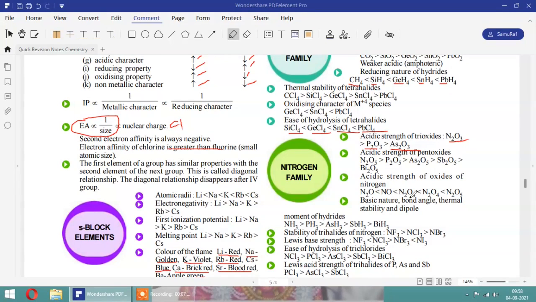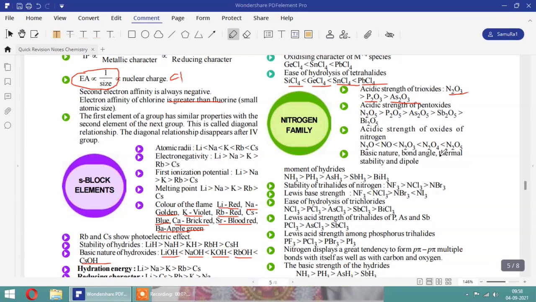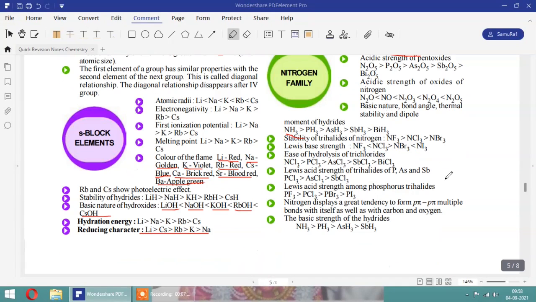Basic nature, bond angle, thermal stability and dipole moment of hydrides. You see here in hydrides, NH3 greater than PH3 greater than AsH3 greater than SbH3 greater than BiH3. Stability of trihalides, you take in halides, it is also in increasing order. In Lewis base strength, it is NF3 less than NCl3 greater than NBr3 less than NI3.